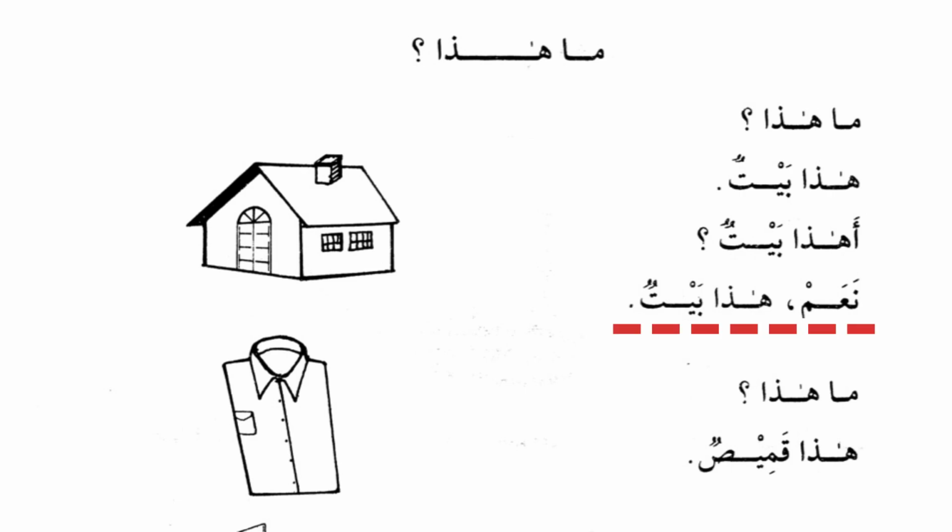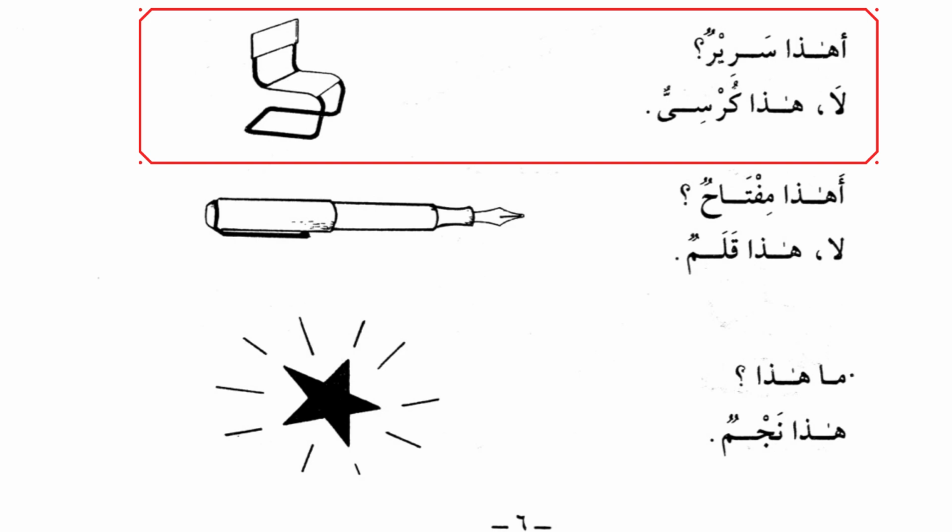Naam, hadha baytun. Yes, this is a house. Naam means yes, hadha baytun, this is a house. So, naam, hadha baytun means yes, this is a house. Ma hadha, what is this? Hadha qamisun. This is a shirt. Ahadha sarirun. Is this a bed?